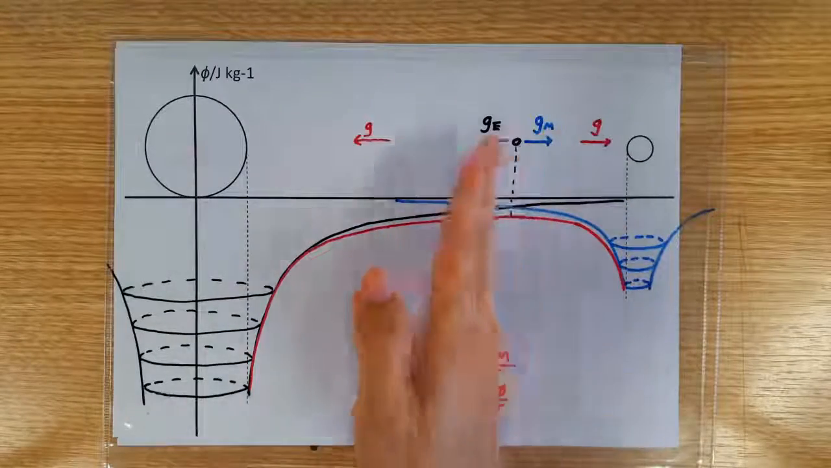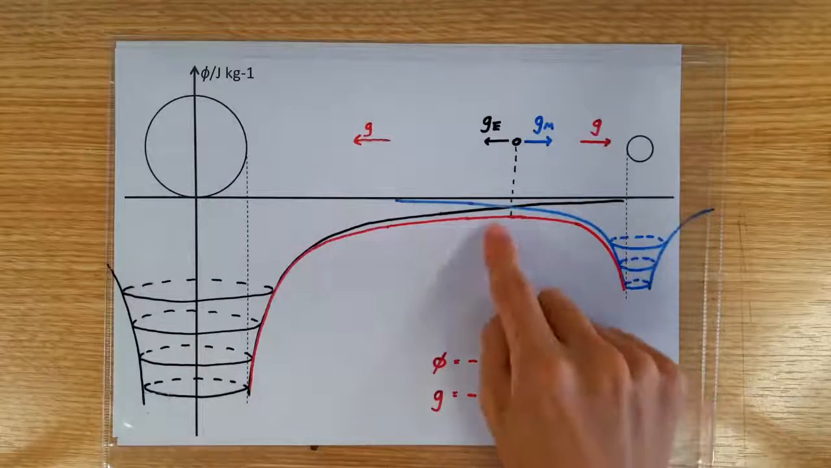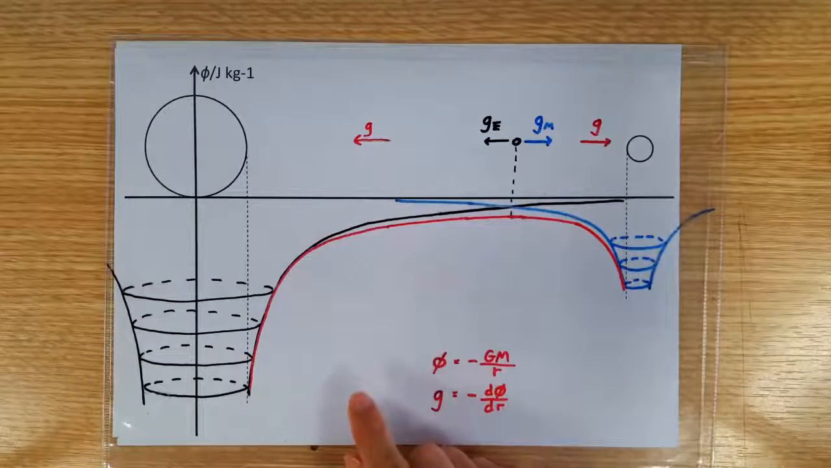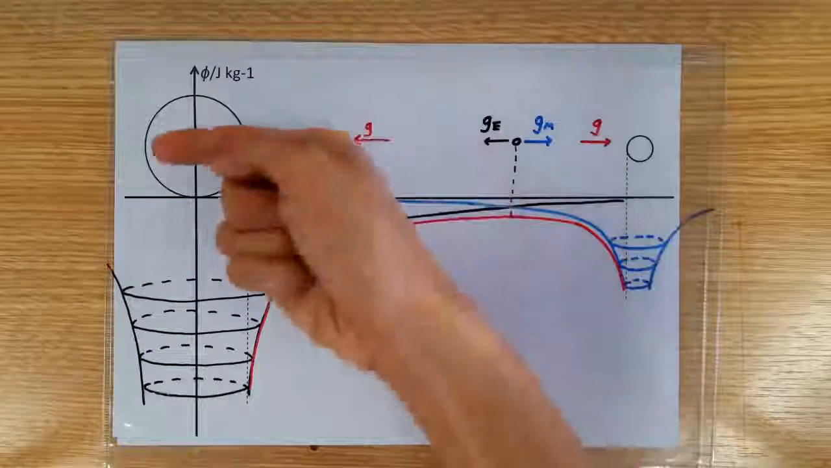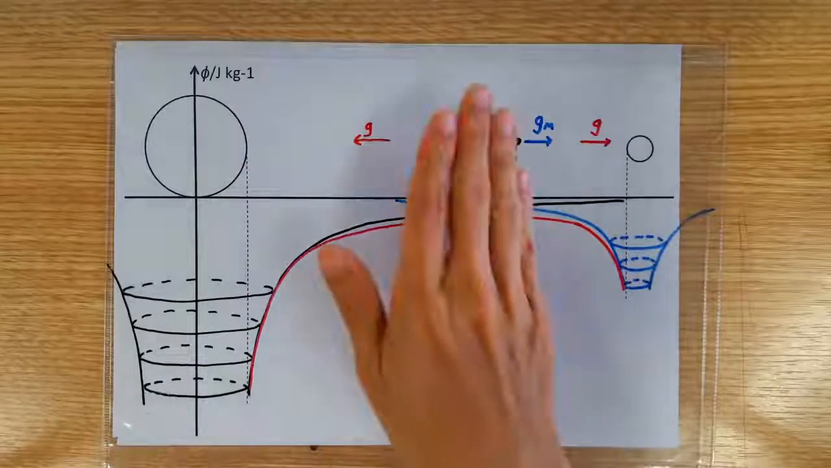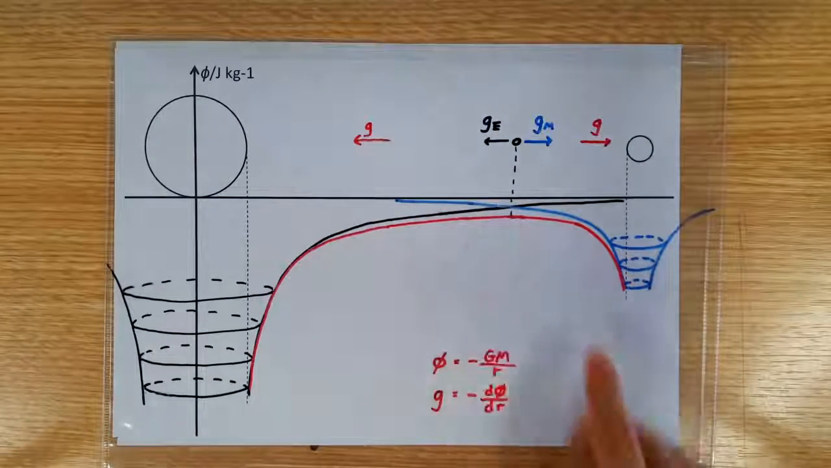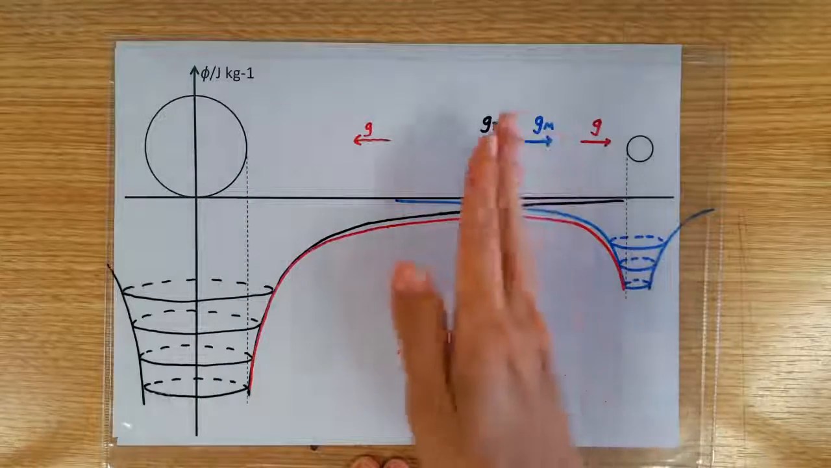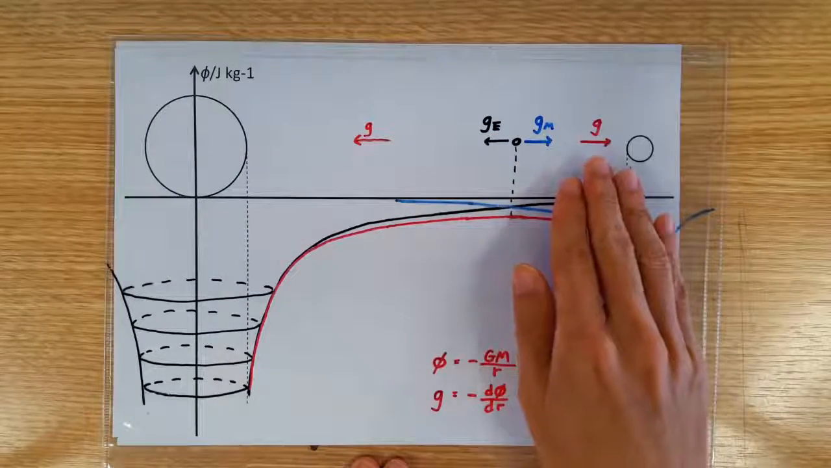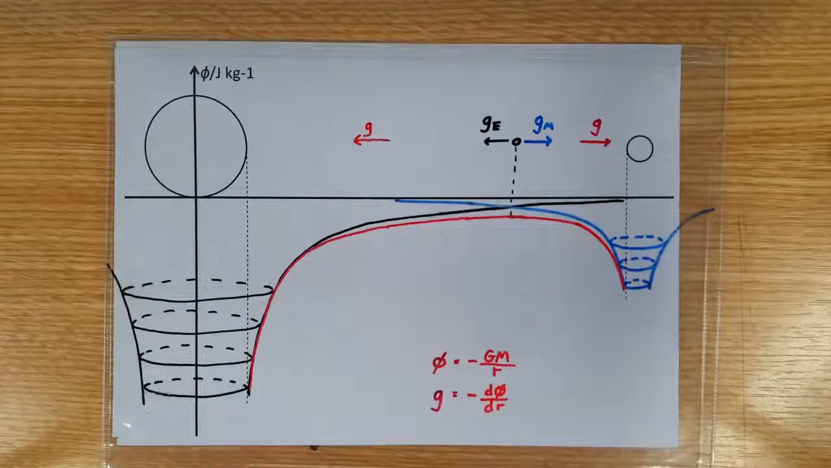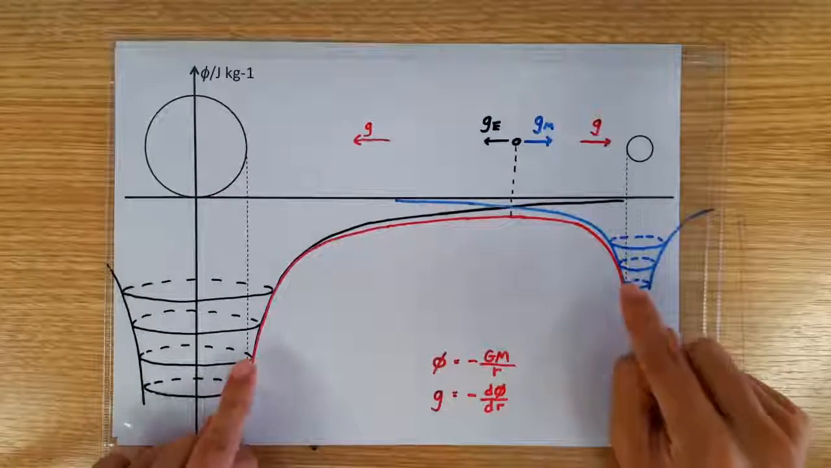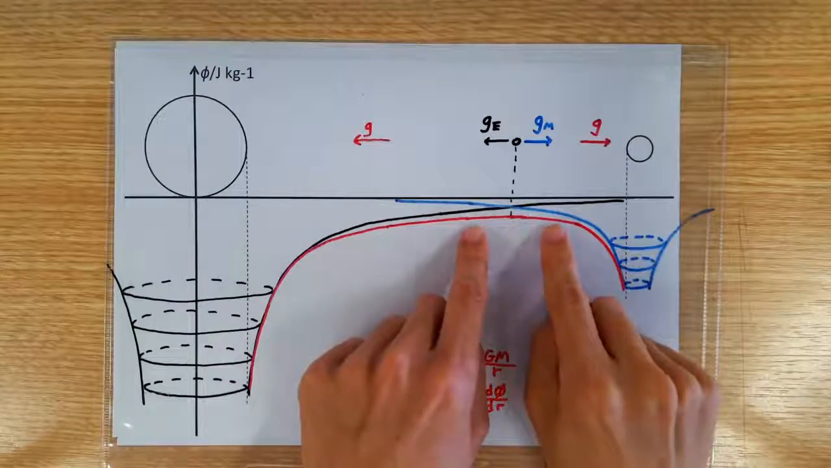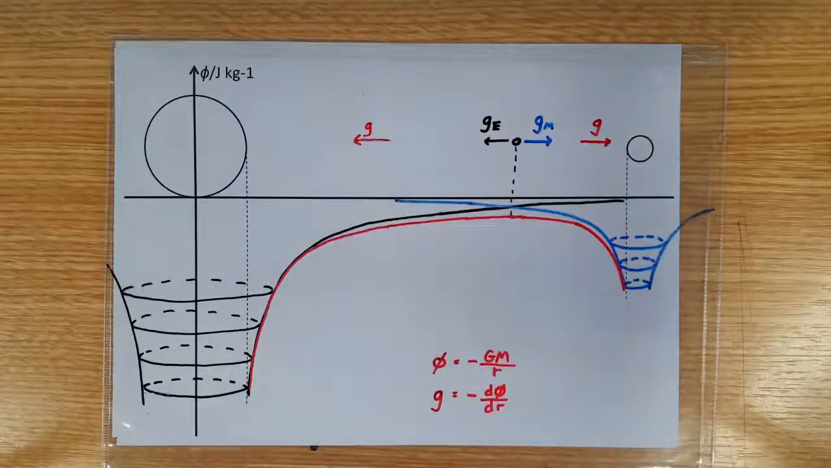On the left of the null point, you see the gravitational potential landscape sloping down this way. That means the resultant gravitational field must be this way. Likewise, on the right side of the null point, you see the gravitational potential landscape sloping down towards the Moon. So on the right side of the null point, the resultant field must be pointing towards the Moon. In fact, the steeper the landscape, the stronger the field. The flatter the landscape, the weaker the field.